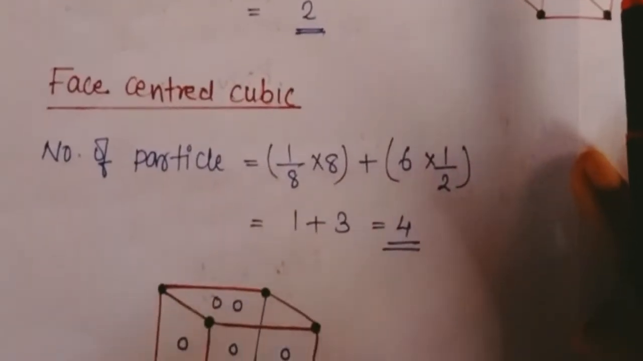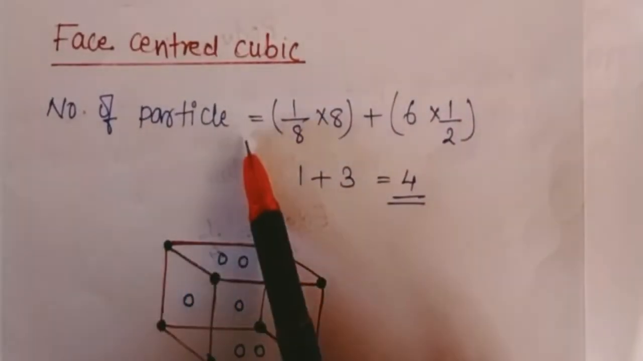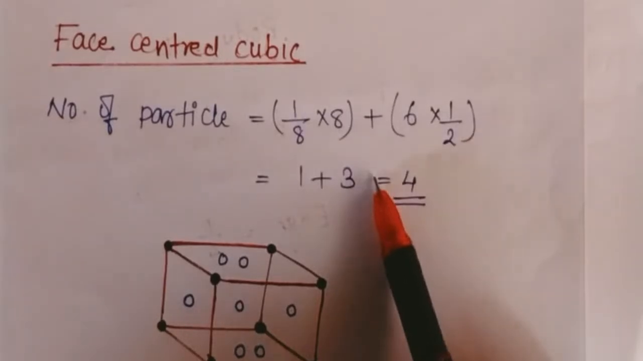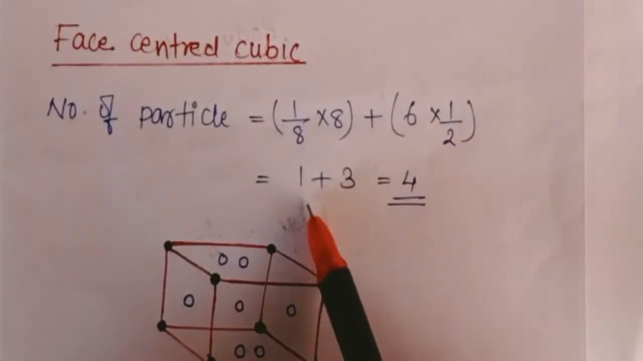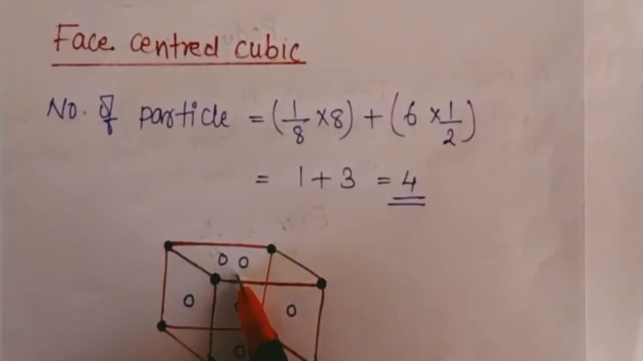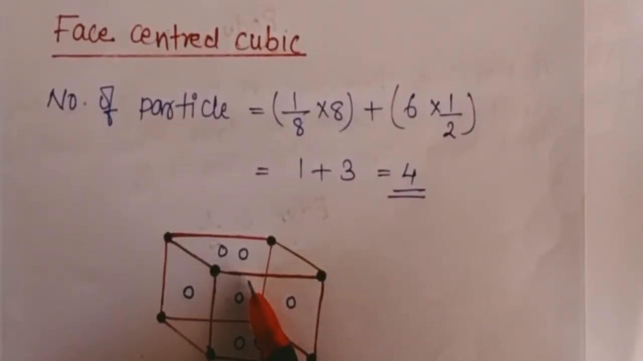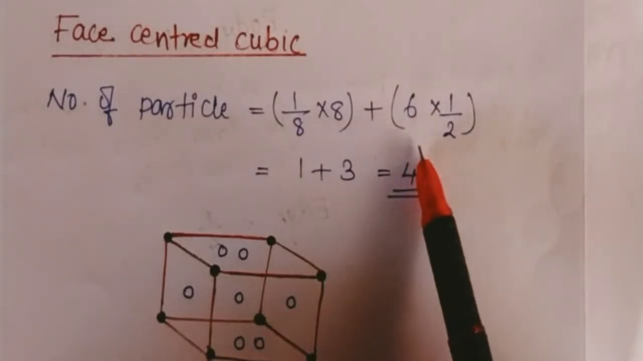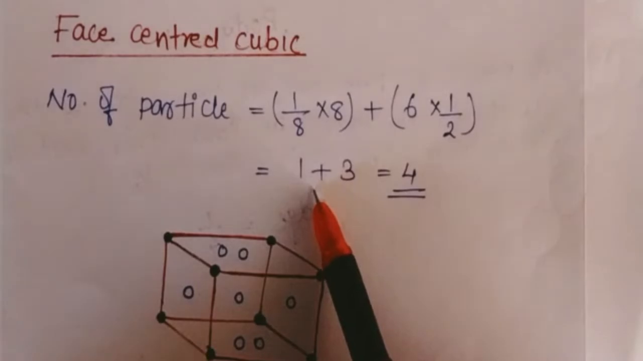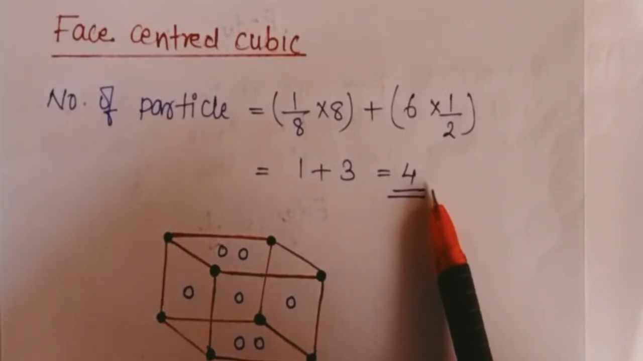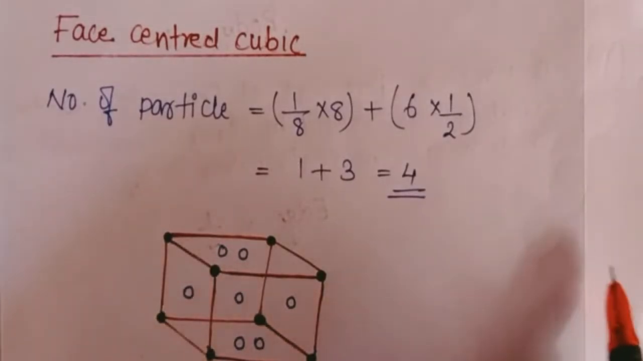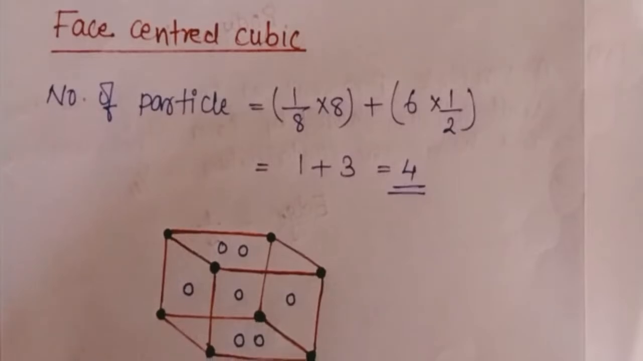In the case of face-centered cubic, 1 by 8 into 8 is equal to 1. Then there are 6 face particles, and 1 particle's contribution is half. So 6 into 1 by 2 is equal to 3. 1 plus 3 is equal to 4. So the number of particles present in simple cubic is 1, in body centered is 2, and in face centered is 4. Okay, I hope you understand this topic.